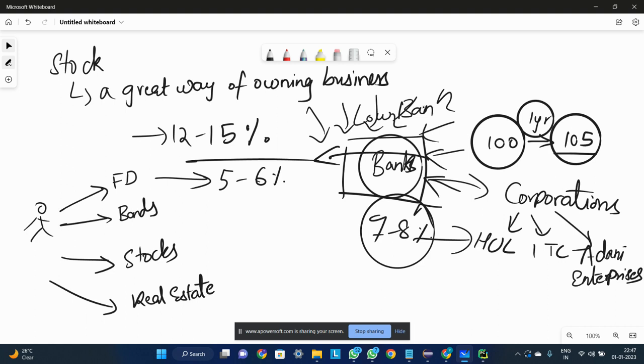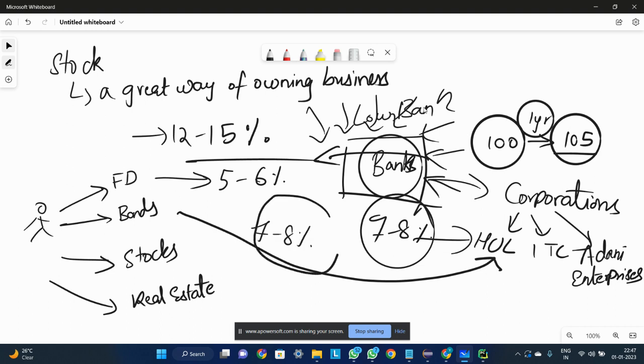Also, you can actually behave as a bank and give loans to the corporations through bonds. So bonds are basically loans given out to corporations. The individual may be a bank, the individual may be a normal individual investor as well. So it's very much clear. Bonds are basically loans. So if you're buying a corporate bond, what you're basically doing is giving some 10 lakh rupees to the corporation and you're expecting some 7 to 8% return.